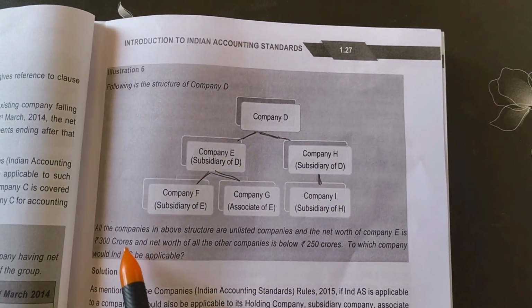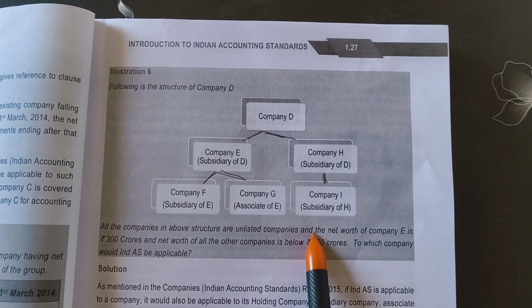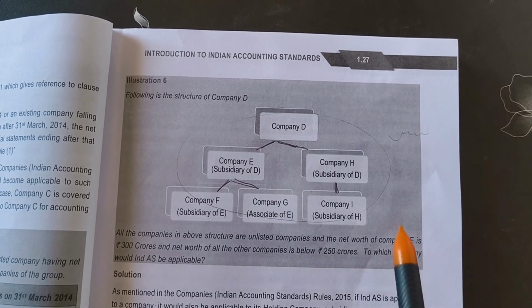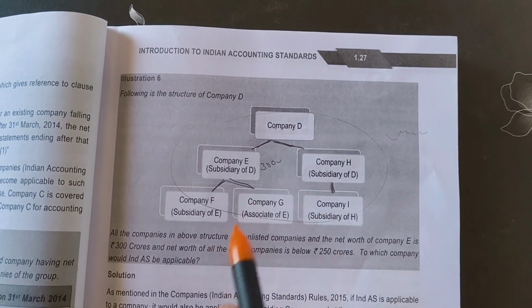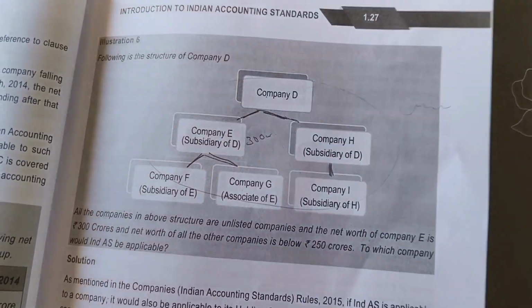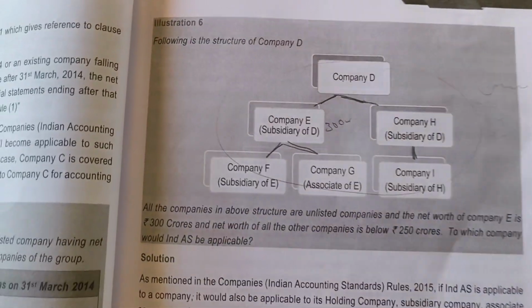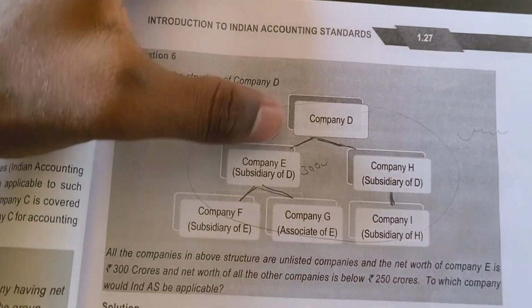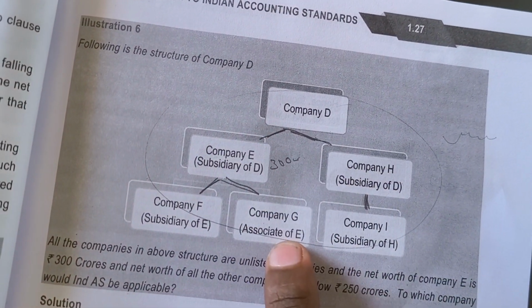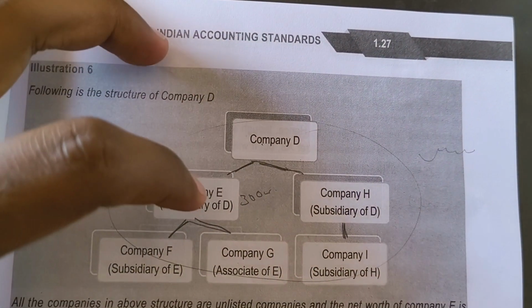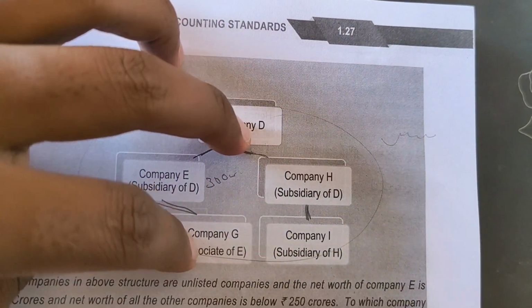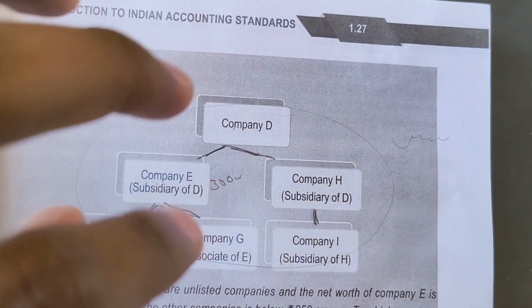So we can read in the question, all the companies in the above structure are unlisted companies. And the net worth of the company E, so this one, is 300 crore, and the net worth of all other companies is below 250 crore. It won't even come under phase 2. Okay, so if it is 300 crore, its holding, its subsidiary and its associate, all these companies, the Ind AS will be applicable. Okay, so because of this, all three will come under Ind AS applicability of phase 2.